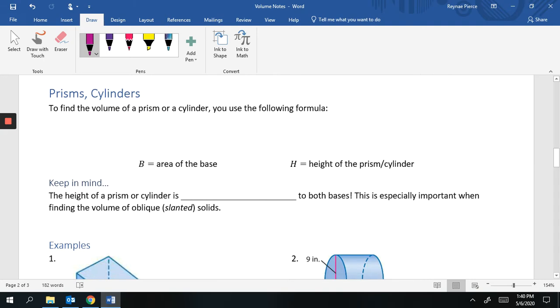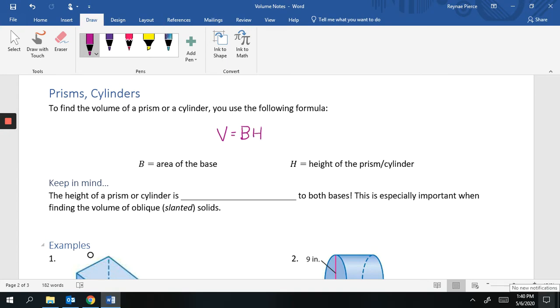Normally, I think in the past, you guys have probably seen that to find the volume of, say, a box, you do length times width times height. Okay, and that's great, but that will only let you find the volume of a box, which would be like a rectangular prism or a square prism.